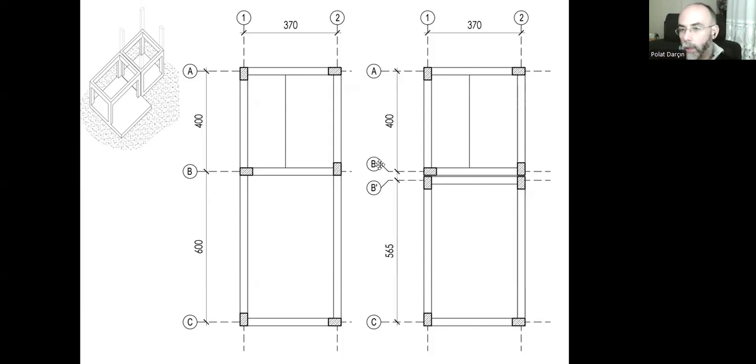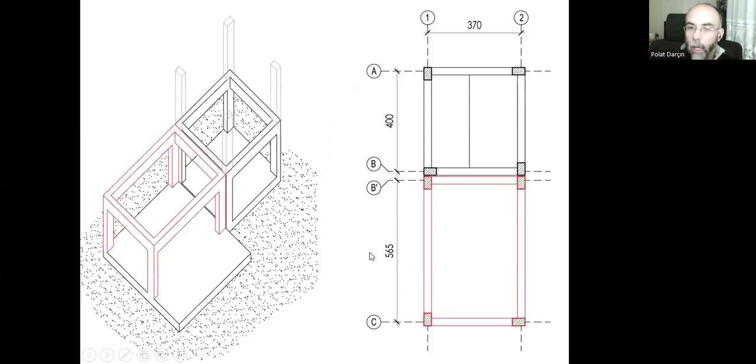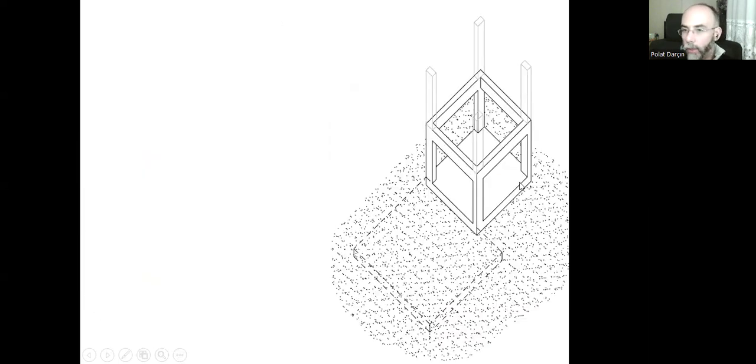So we can change the name of the grid lines. This can be B and this can be B prime, something like this, or C, it doesn't matter. And how can we do the construction? First, if it's a reinforced concrete structure, we first do the structure of these columns and beams.